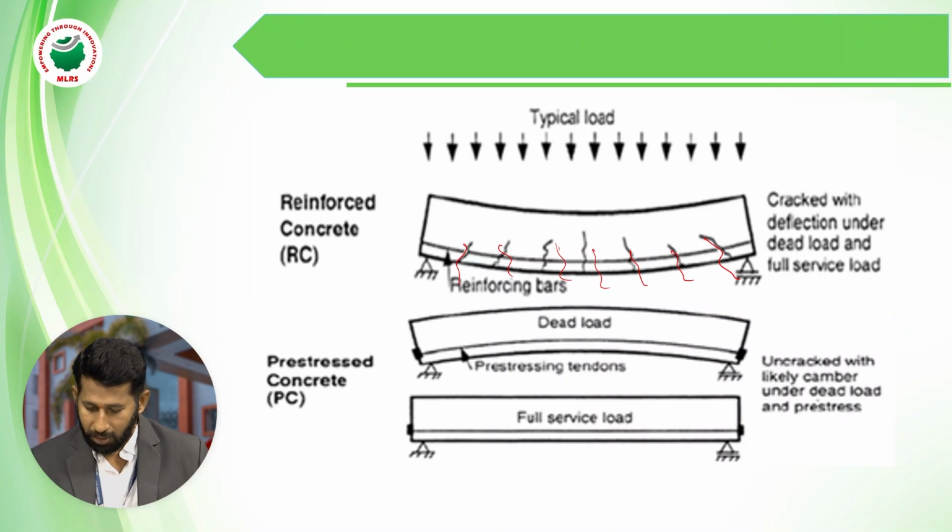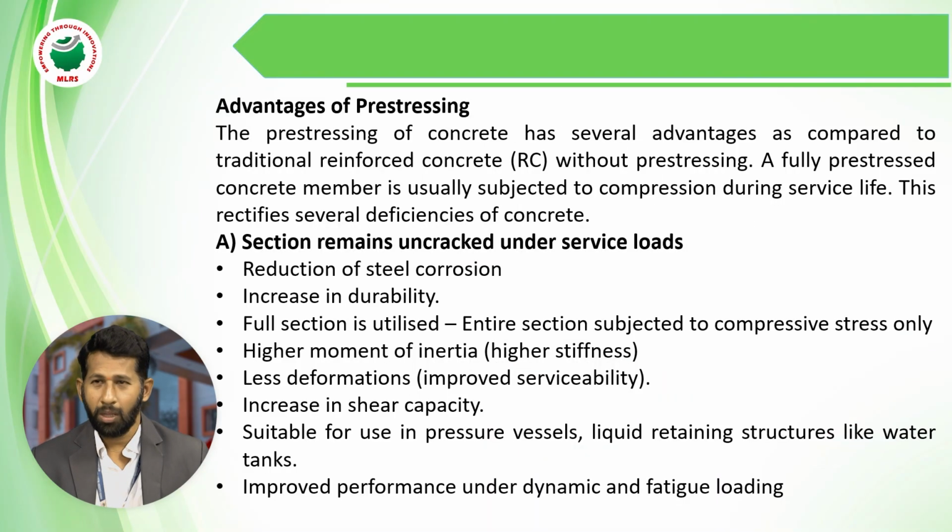So now here for prestressing, first, tendons are used to apply the prestress, that is, to apply compression so that the tension is counteracted under the service loads. See this diagram: dead load and prestressing tendons, and full service load. This one is likely an uncracked member, with camber under the dead load and prestress. So what are the advantages of prestress?